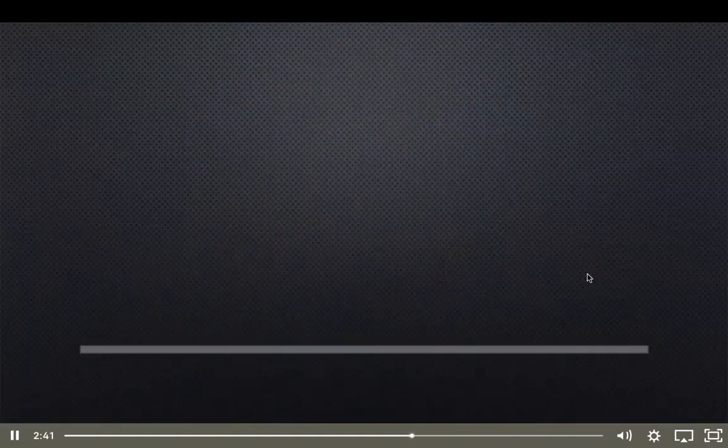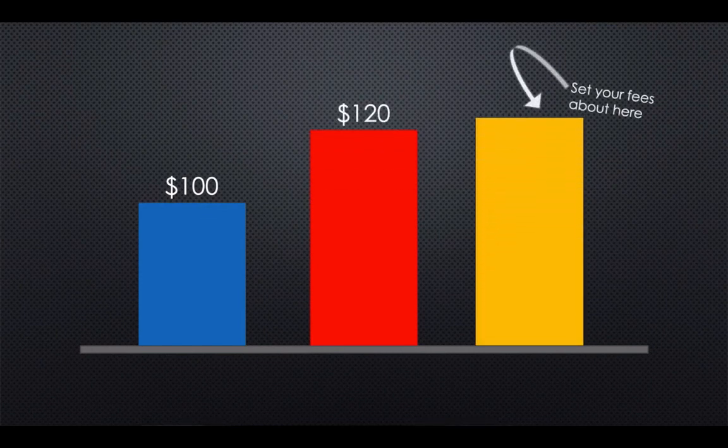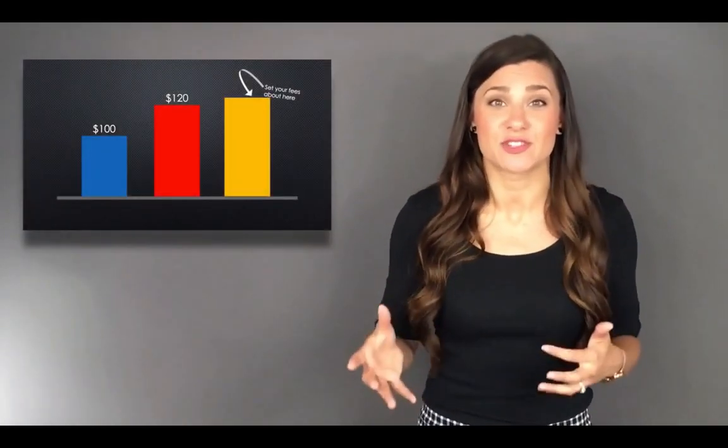If Blue Cross Blue Shield pays $100 for a particular service code, but Medicare pays $120 for that same service code, you would want to set your fee at least $120 or even a few bucks higher. You don't ever want to accept less money than what an insurance company is willing to pay you, right? Therefore, you will want to set your fees based on the highest reimbursement rate.